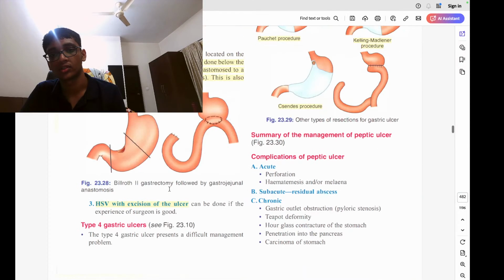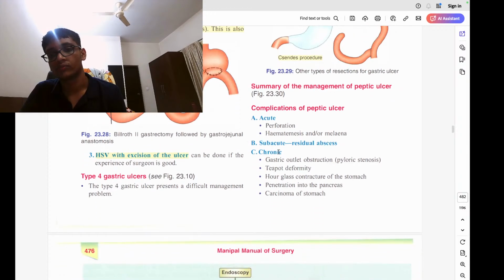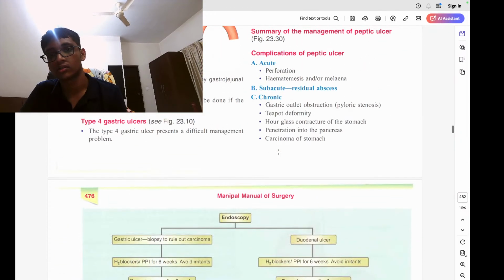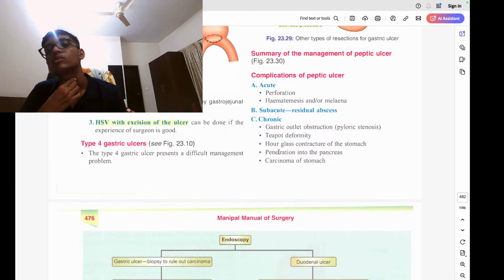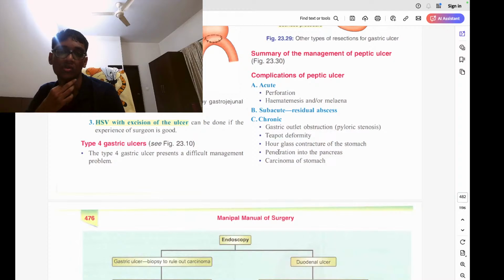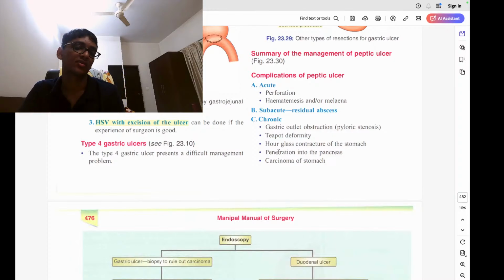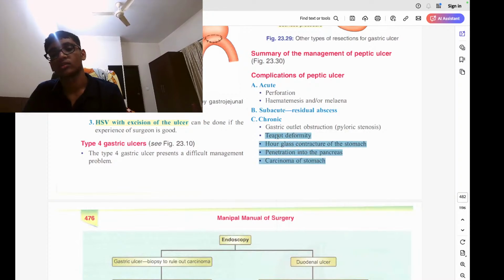Yeah, that's it. So complications of peptic ulcer: acute you have perforation, hematemesis and or melena. Subacute you have residual abscess, and chronic you have gastric outlet obstruction, teapot deformity or hourglass contraction of the stomach, bile reflux, penetration into the pancreas and carcinoma of the stomach. And that's it.